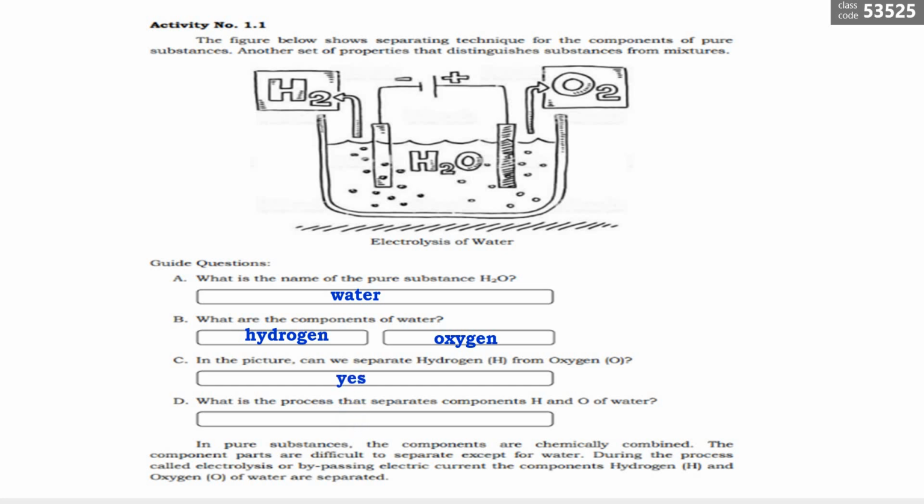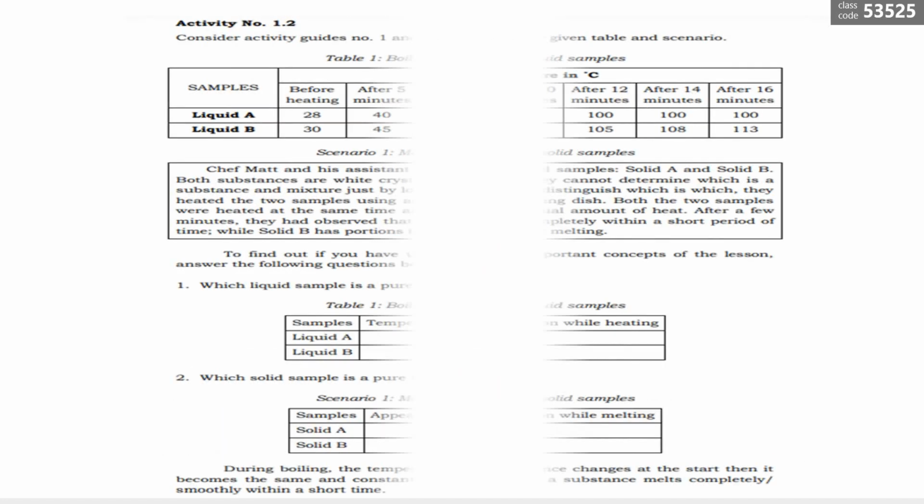Yes, because of the process electrolysis. Letter D. What is the process that separates components? I gave you the answer a while ago, and that is electrolysis. In pure substances, the components are chemically combined. The component parts are difficult to separate except for water. During the process called electrolysis, or by passing electric current, the components hydrogen H and oxygen O of water are separated. Remember that is electrolysis.